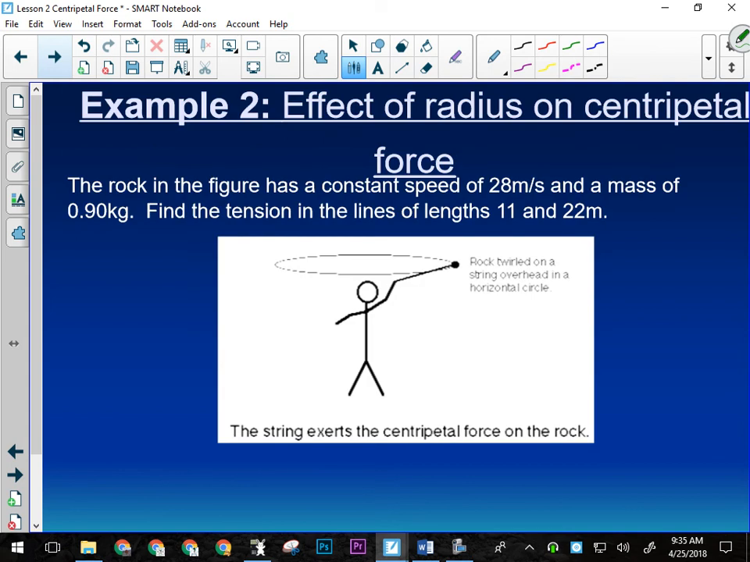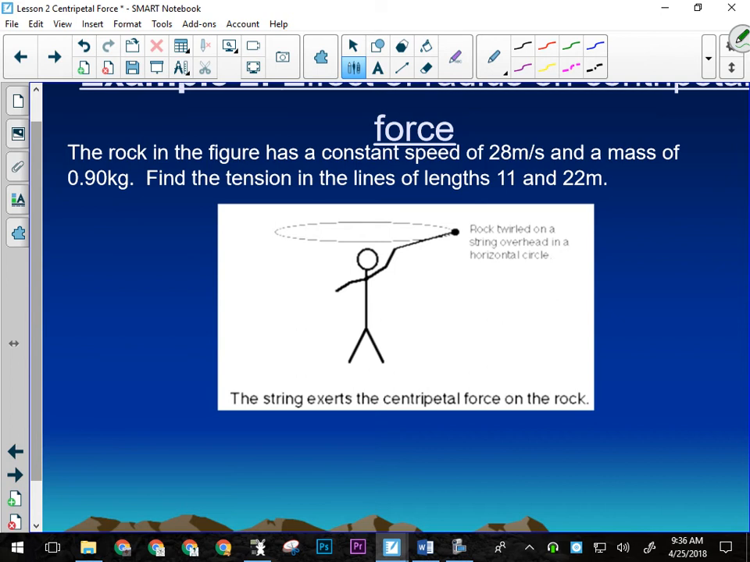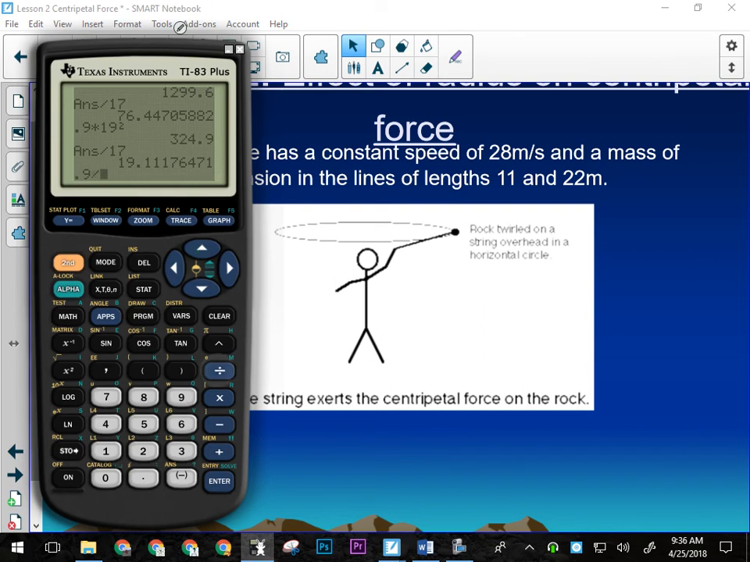All right. Now, the effective radius on centripetal force should be inverse. The bigger the radius, the smaller the centripetal force required to keep it in, provided the speed remains the same. Okay. All right. So the rock in the figure has a speed of 28 meters per second and a mass of 0.9 kilograms. Find the tension in the lines, that's the centripetal force, for 11 meter radius and a 22 meter radius. Okay, so again, Fc equals mass, so 0.9 times 28 squared divided by a radius of 11. Whoop, I got divide in there again.